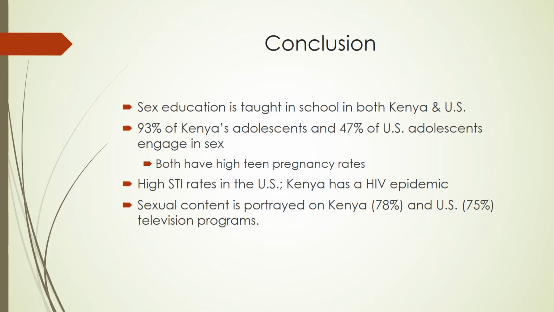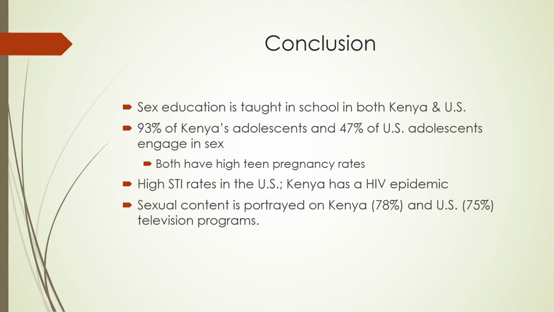Although Kenya and the United States are vastly different culturally, they share some similarities when it comes to sexual norms and practices. Sex education is taught in schools in both Kenya and the United States. Kenya primarily focuses on abstinence education, while some schools in the U.S. teach abstinence and other comprehensive sex education. 93% of Kenya's adolescents and 47% of U.S. adolescents engage in sex. Both have high teen pregnancy rates.